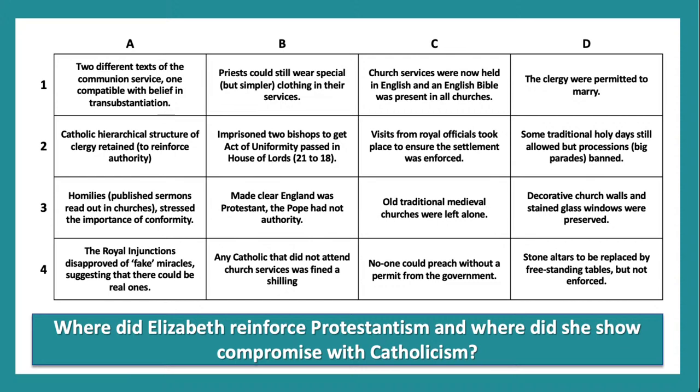Now, I don't mind giving you this answer as an example, that's a compromise with Catholicism, because obviously Protestants and Catholics have different beliefs about transubstantiation and the bread and blood during church services being a physical manifestation of Jesus or a symbolic representation of him. You put A1 equals compromise. So that is all you have to do.